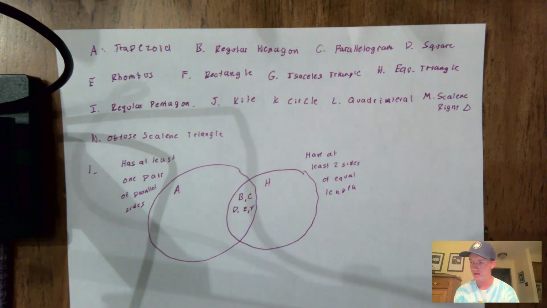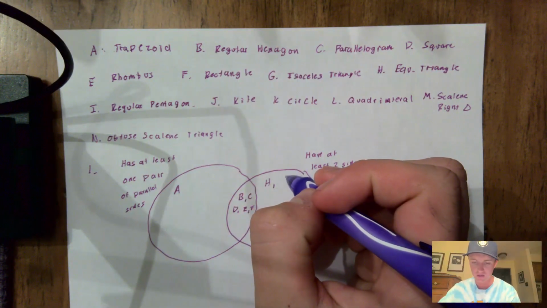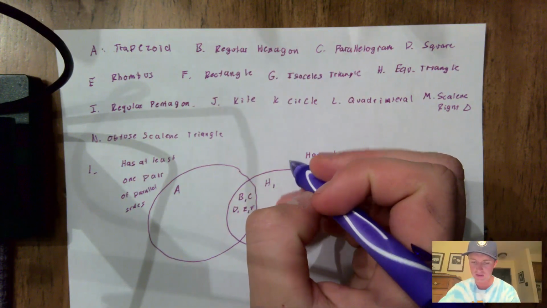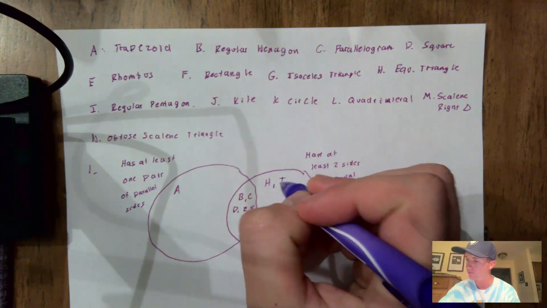All right, next one, regular pentagon. This one's a little unique, because when we think of a pentagon, we think, oh, it's got to have at least parallel sides, right? Well, in this case we actually don't have parallel sides with the pentagon, because they would all intersect if the lines kept on going. So the pentagon is going to be on the outside here, with that equilateral triangle. So you can go ahead and put I there.